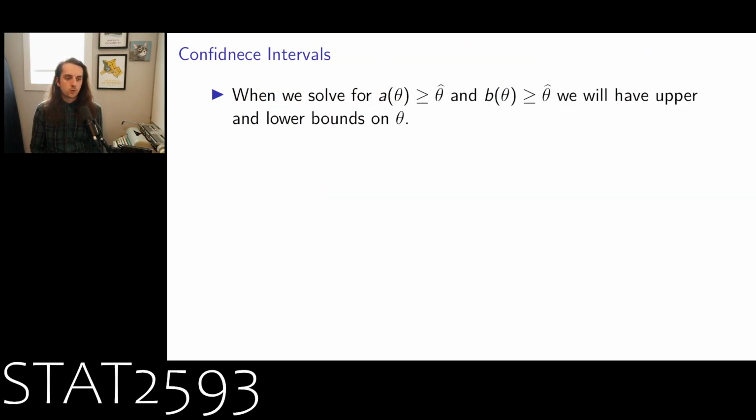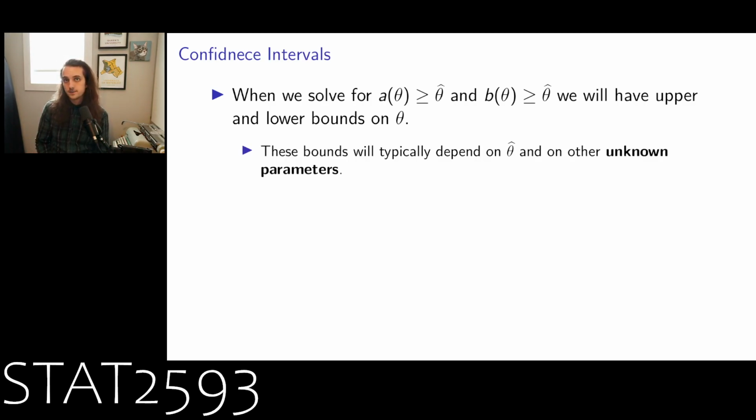Once we've solved for these two values, we'll typically have upper and lower bounds on theta. And exactly what those upper and lower bounds are going to be is going to depend on what those functions look like, right? Sometimes the a will give us the lower bound, sometimes it'll give us the upper bound. That's not super important. What's important is that by solving these two different sets of equations, we're going to get upper and lower bounds on theta.